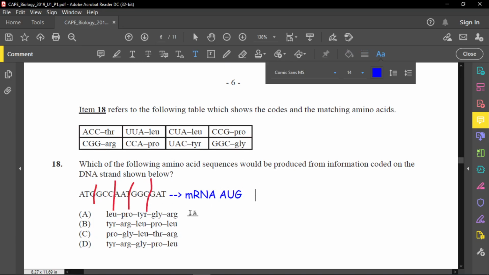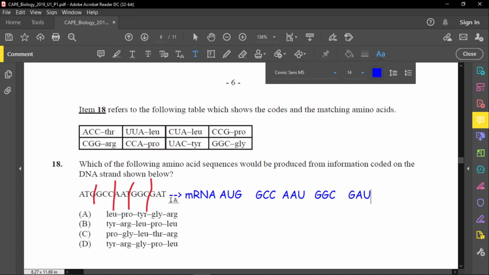Let's work it back through now. The first 3 is ATG, which is going to be AUG. The next 3 is GCC. I'm going to rewrite that: GCC, there's nothing to change. I am only changing the T's into U's. The next 3 is AAT, so I'm going to have AAU. The next 3 is GGC, I'm going to rewrite that GGC. Then the last 3 is GAT. So I'm going to change the T into U, so I'm going to have GAU. That's the only thing I've done.